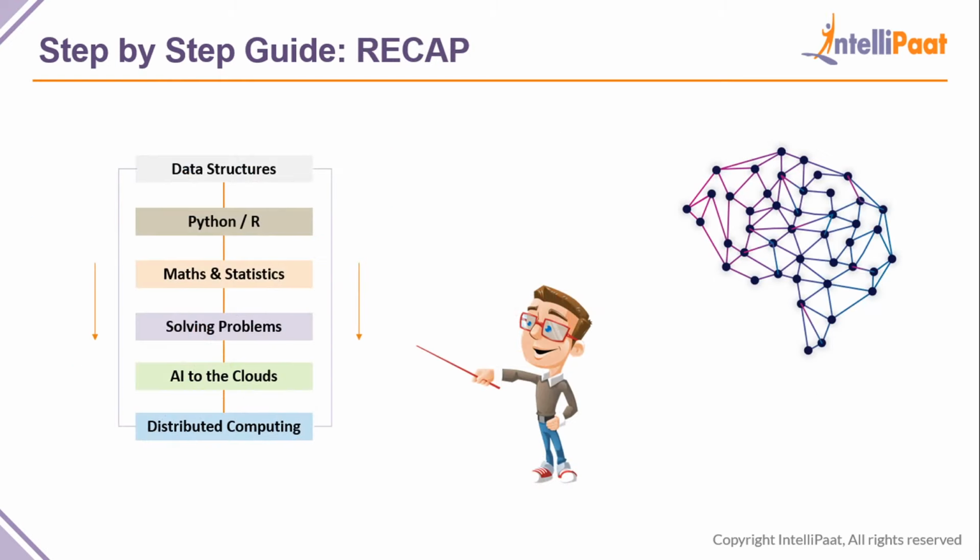And this brings us to a quick recap of all the steps. Step number 1 begins with data structures. Step number 2 begins with learning a programming language. Step number 3 is learning mathematics and statistics. Step number 4 is solving the problems using this. Step number 5 is taking the AI to the skies or to the clouds, as I mentioned. And the last step is to ensure that you can understand distributed computing and horizontally scale artificial intelligence throughout the world, guys.